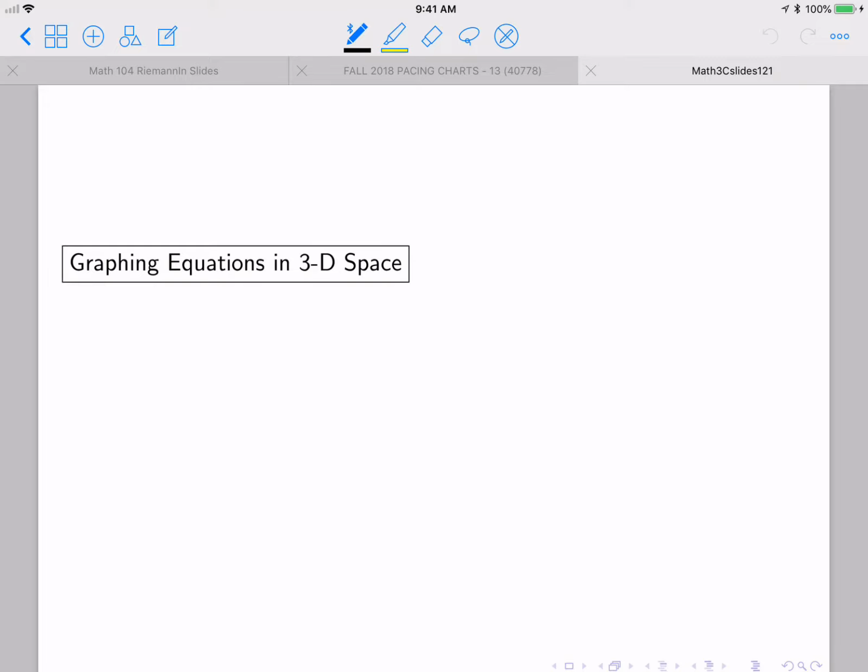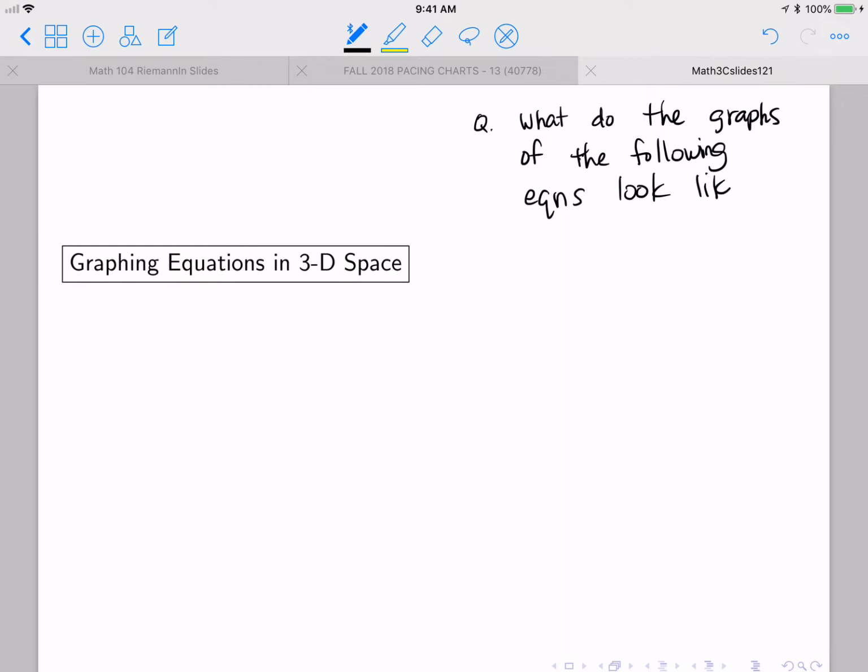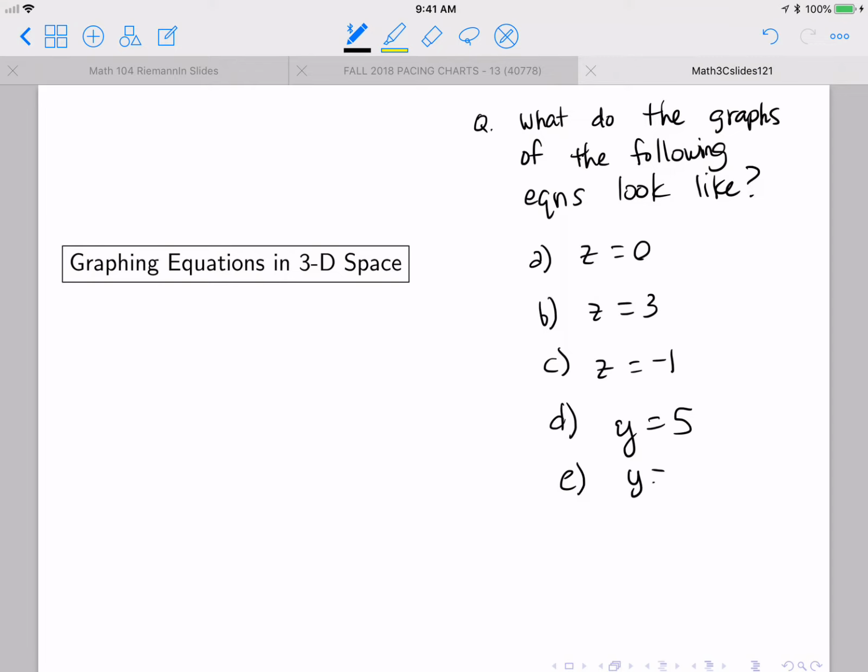Let's talk about graphing equations in 3D space. So let's just look at what do the graphs of the following equations look like. So the question is, what do the graphs of the following equations look like? So the first equation is z equals 0. The second equation is z equals 3. The third equation is z equals -1. The fourth equation is y equals 5. The fifth equation is going to be y equals x.